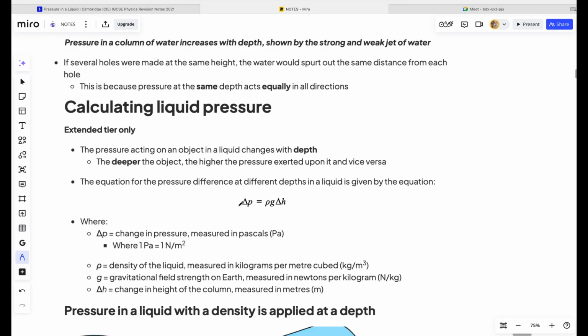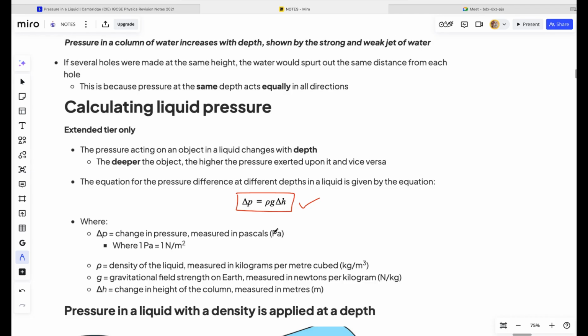Now the formula for calculating the pressure in a liquid, which we have already derived ourselves, is the density of the liquid, in kilograms per meter cubed, times the gravity, in newtons per kilogram, times the height in meters, or the depth. So this is the formula for calculating the pressure in a liquid.